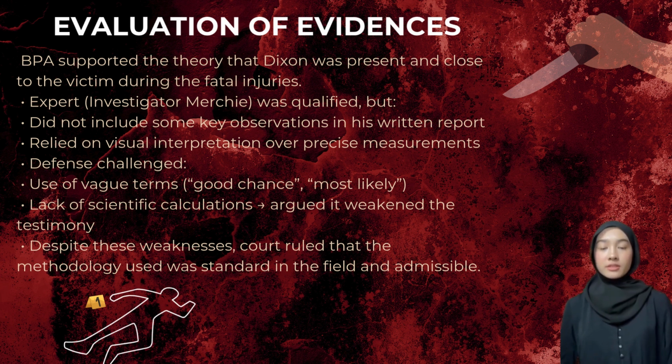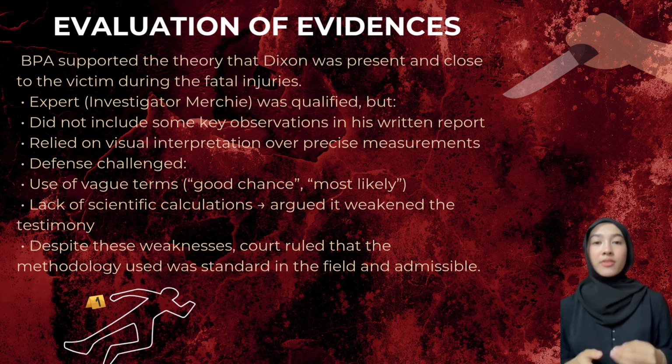Evaluation of evidence. The bloodstain pattern analysis in this case supported the theory that Mr. Dixon was present and in close proximity to the victim at the time the fatal injuries were inflicted. Notably, the right pant leg had more stains than the left, particularly below the knee, indicating that the suspect may have been kneeling or crouching during the incident.